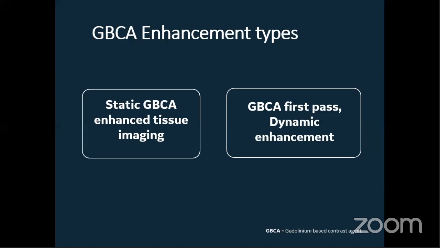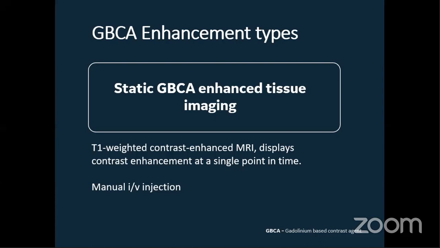Considering this dual behavior of the contrast agent and the 2-compartment model in the context of contrast agent application, we may distinguish 2 types of gadolinium enhancement in MRI. The first is static contrast enhanced tissue imaging, and the second one is first pass dynamic imaging. Static contrast enhanced imaging relies on diffusion of contrast agent into the extravascular space and is the most routinely used imaging method, which utilizes T1 weighted contrast enhanced MRI sequences and displays contrast enhancement at a single point in time, mostly with morphological information of the tissue.